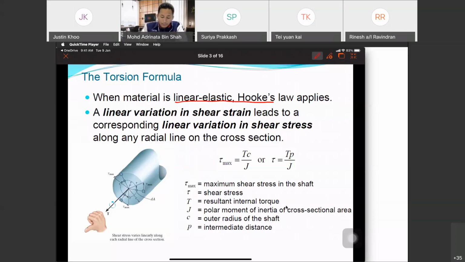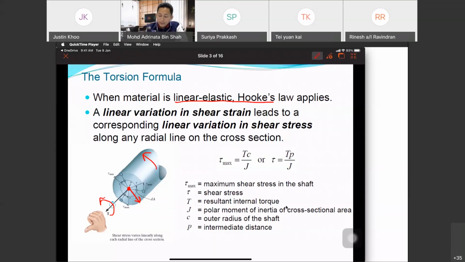So we have torque acting. We have torque, and the torque acts on the shaft or beam, and it is acting from the center throughout the radius. So it depends on us where to look at the position of tau for our shaft or beam.